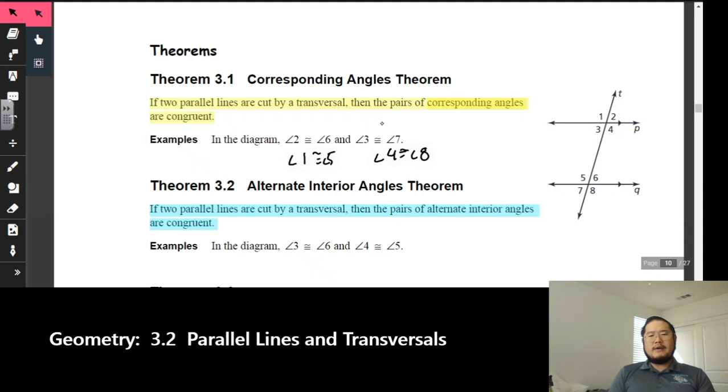Next up, we have alternate interior angles. If two parallel lines are cut by a transversal, then the pairs of alternate interior angles are congruent. So remember, alternate interior angles are inside of the parallel lines. So angles 3 and 6, those right there are alternate interior angles that are congruent, and angles 4 and 5 are also a pair of alternate interior angles congruent.